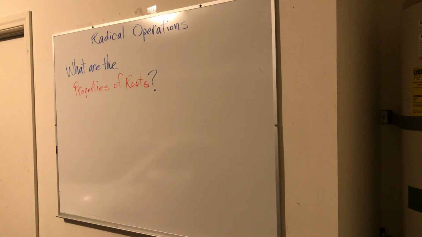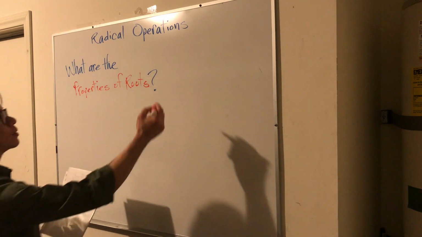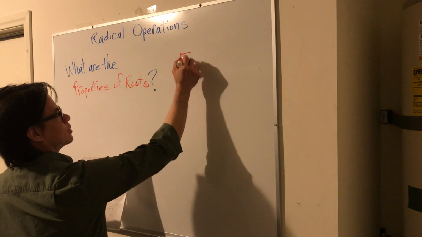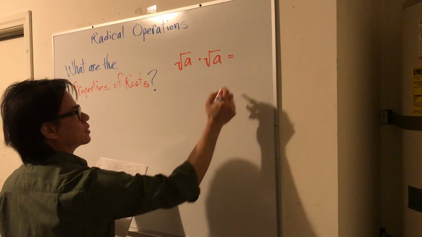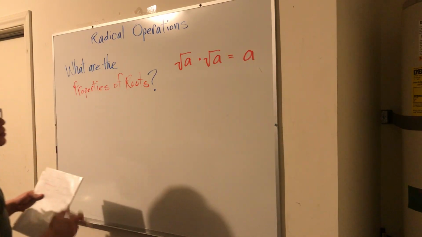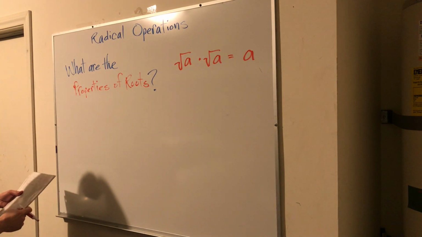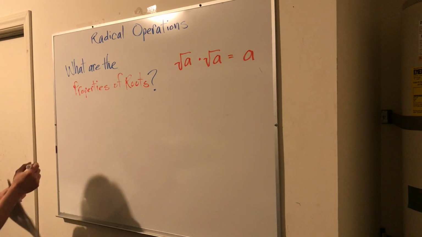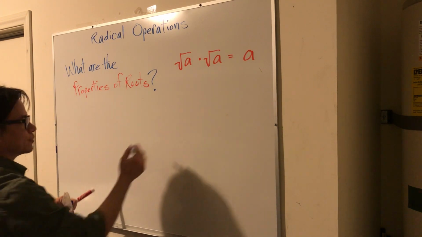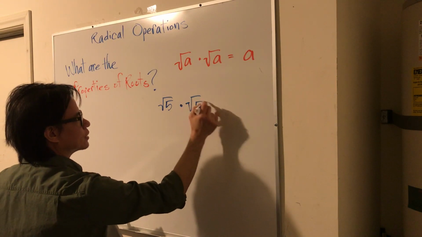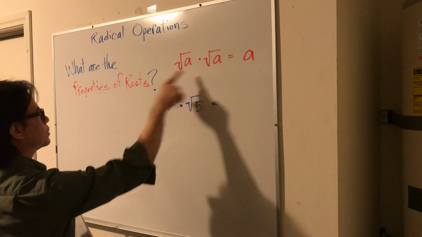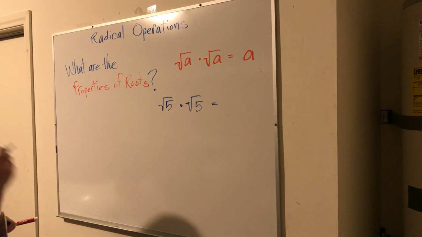So this question asks, what are the properties of roots? So simply put, let's say you have square root of a times square root of a, you will get a. Okay, so let's look at some example. Like if you have, let's say, square root of 5 times square root of 5. According to this rule here, the properties of roots, you're going to get 5.